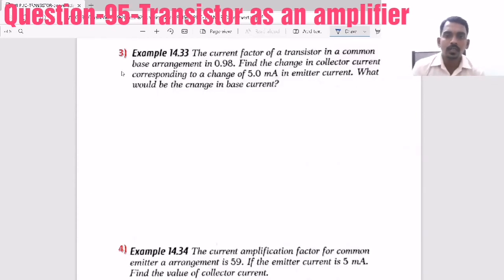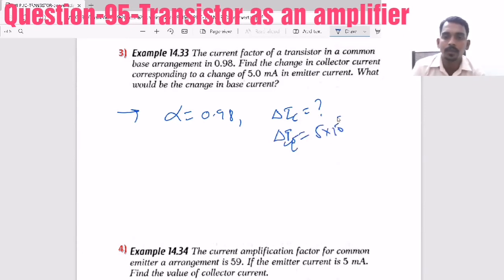Now next question, the current factor of a transistor in common base. Common base means alpha, that is again 0.98. Find the change in collector current. Delta IC is how much? Corresponding to a change of 5 milliampere in emitter current. Delta IE is 5 milliampere. What would be the change in base current? Delta IB.